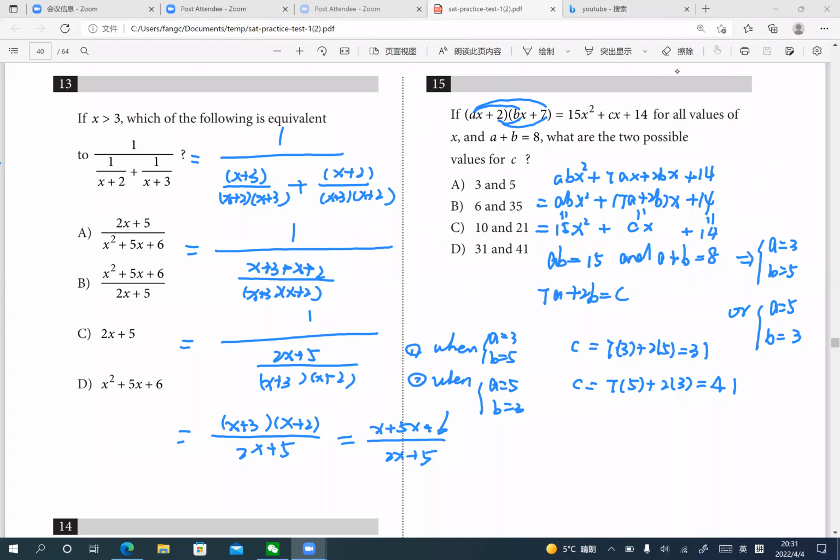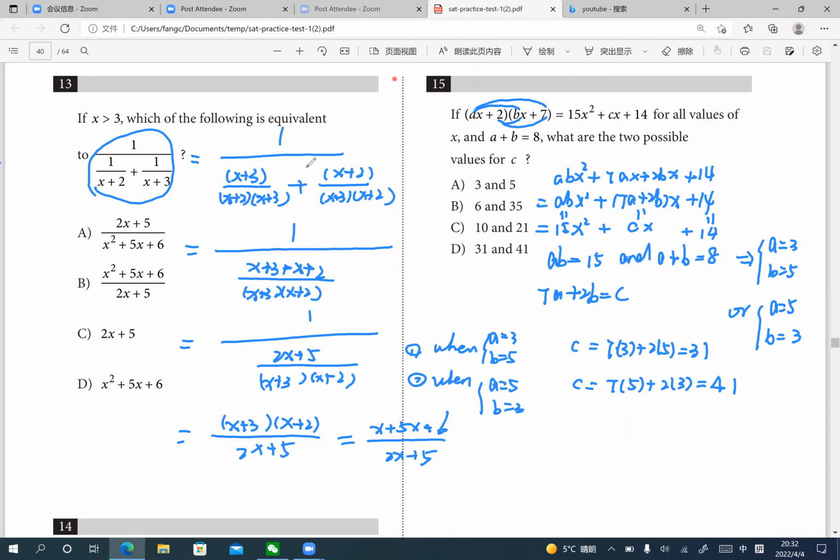Question 13. If x is greater than 3, which of the following is equivalent to this complicated expression? The first step, we need to simplify this expression. The numerator is one, and in the denominator there are two terms, so two fractions. The common denominator is x plus 2 times x plus 3. For the first term, we multiply the top and bottom by x plus 3. We get this expression. For the second term, we multiply both the top and the bottom by x plus 2. So we get this expression.